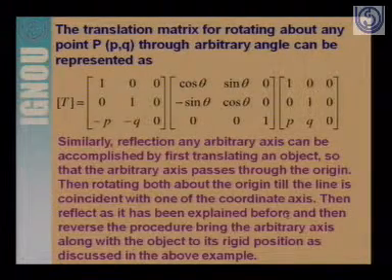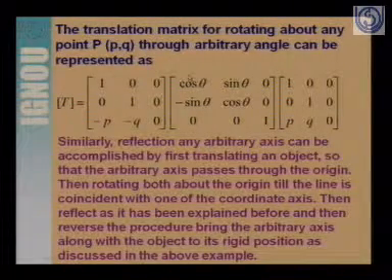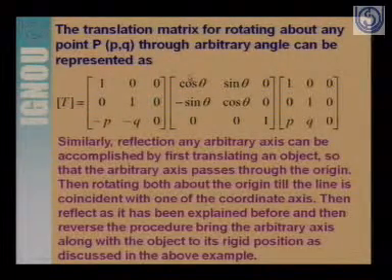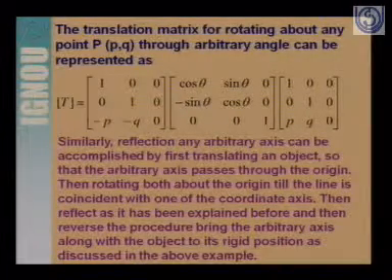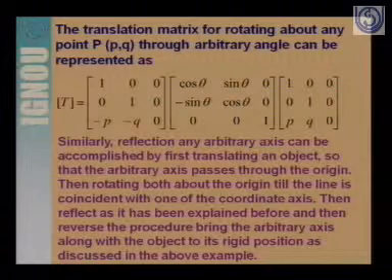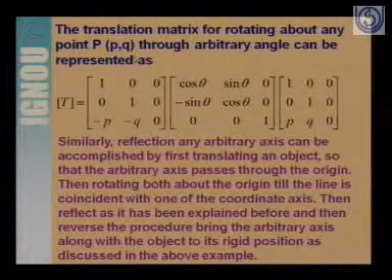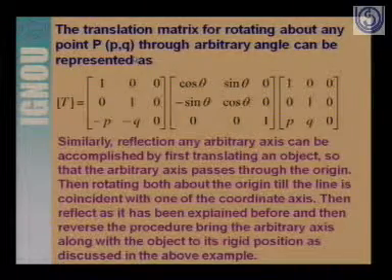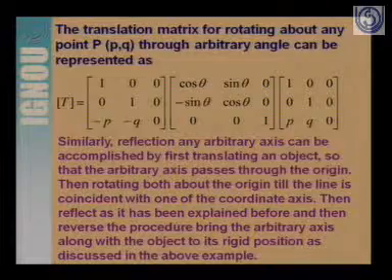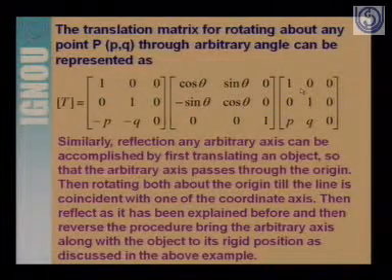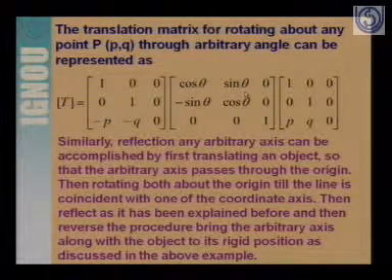So in general, we can write down the expression for rotating the object with respect to a point with coordinates (P, Q) and some angle. In this case, P and Q we have taken as 5 and 4, and the angle phi we have taken as 90 degrees, but we are now considering a general expression for that.